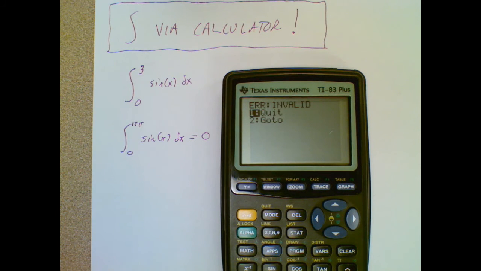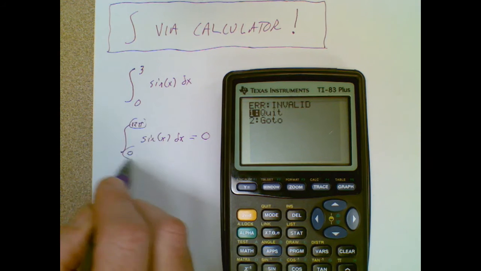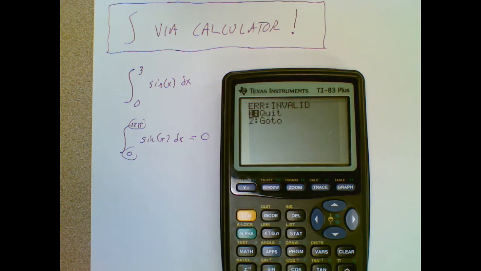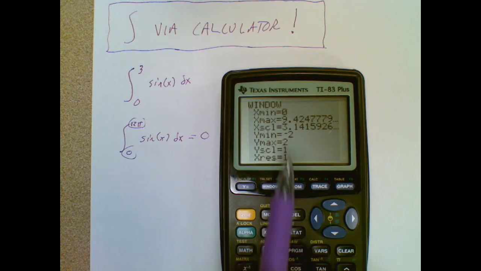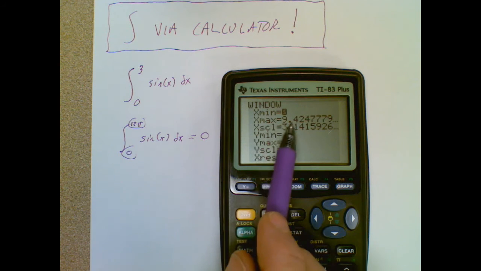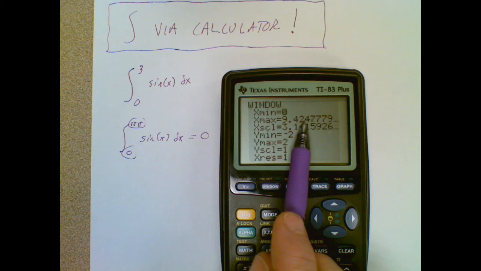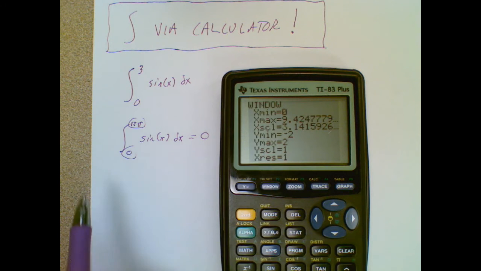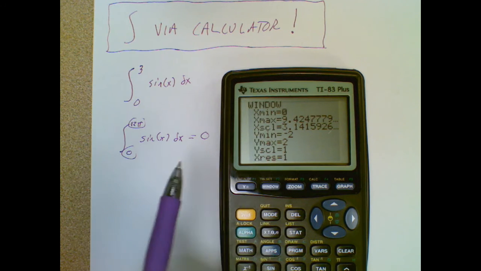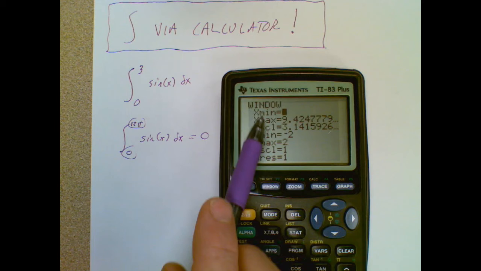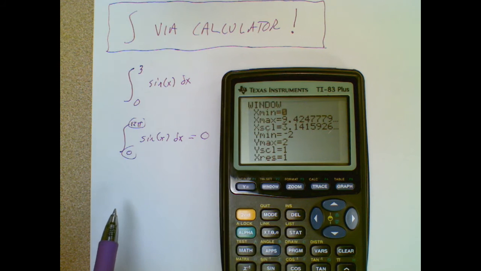Uh-oh. So here's the thing about this method. If your limits of integration fall outside your window, and my window only went to 3 pi, then it's not going to work. So I would have to adjust my window to go greater than 12 pi. By the way, your calculator only cares that your X window is appropriate. It doesn't care about your Y window.